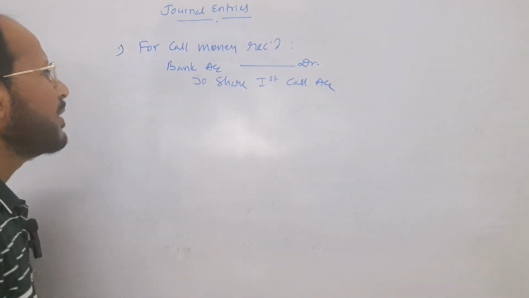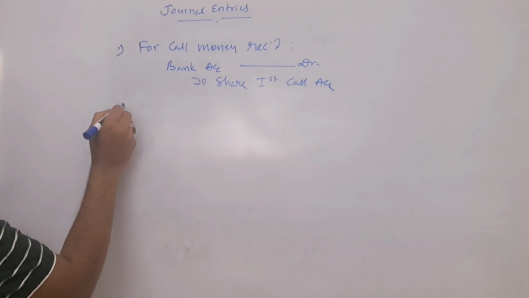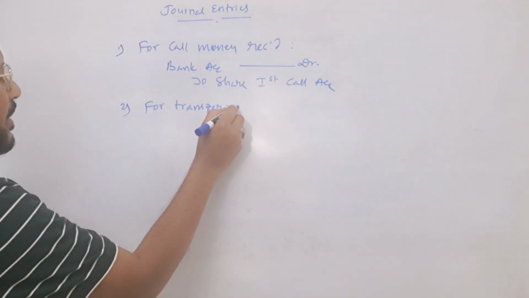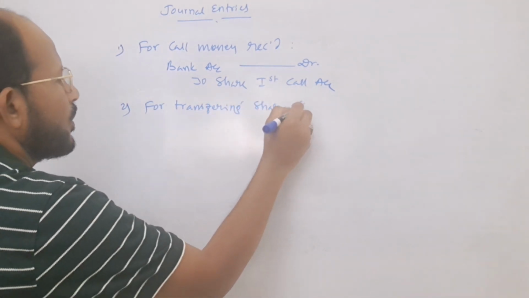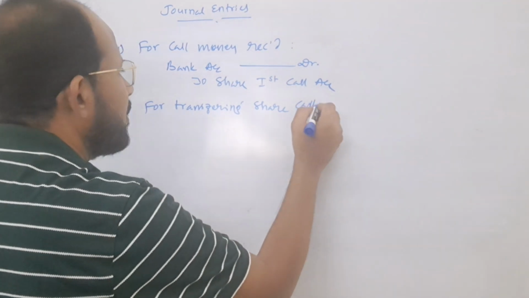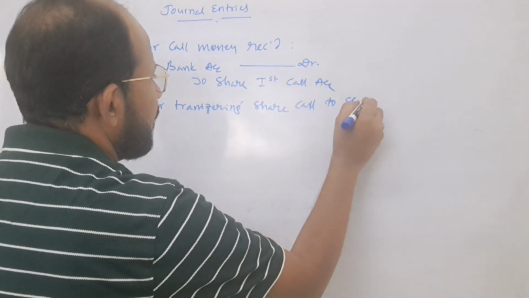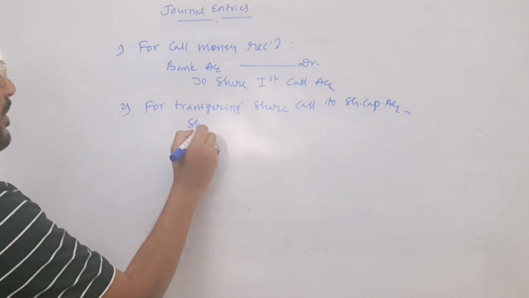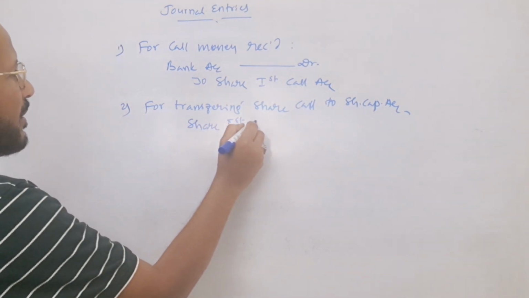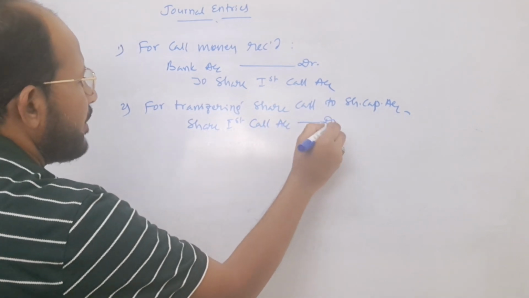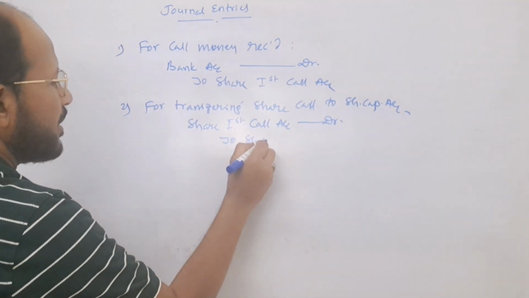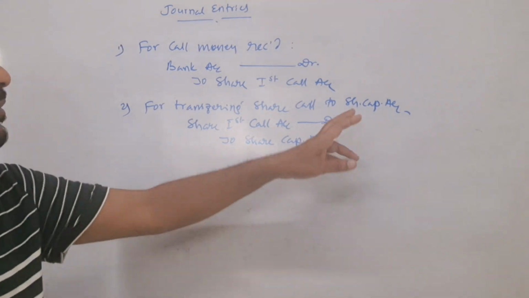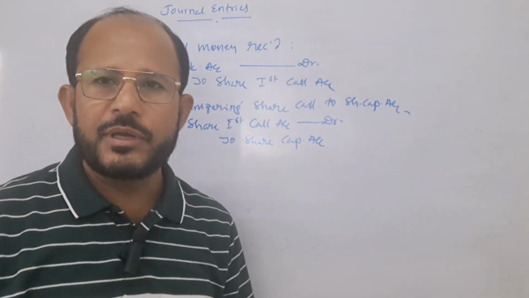Next one is this amount is transferred to share capital account. For transferring share call money to share capital account, what journal entry is to be passed here? Share first call account is to be debited, and share capital account is to be credited. Whatever money comes, that is transferred to share capital account.